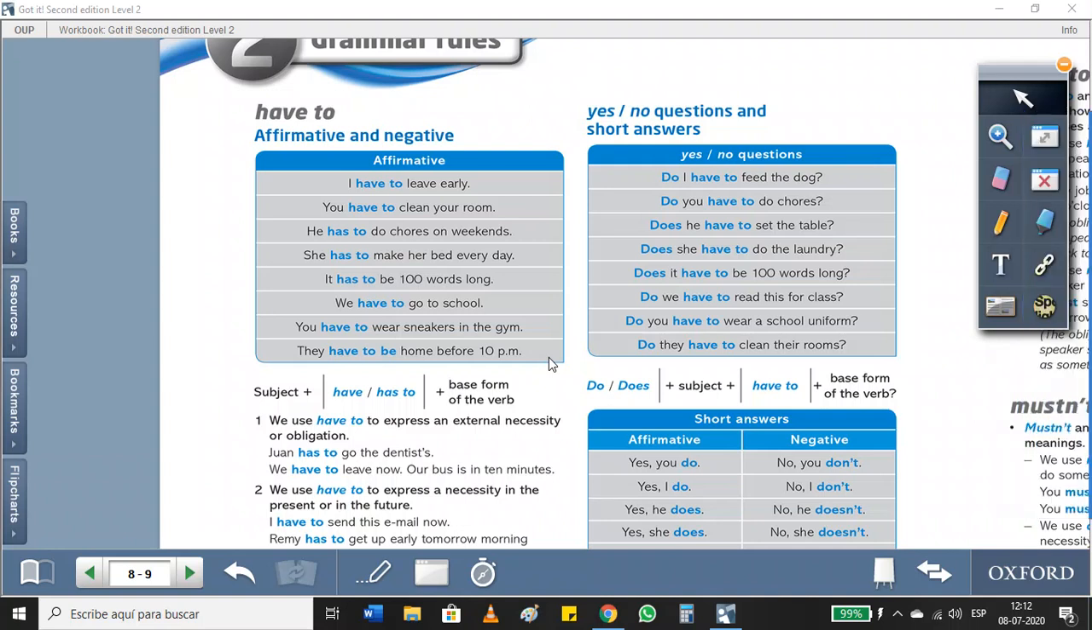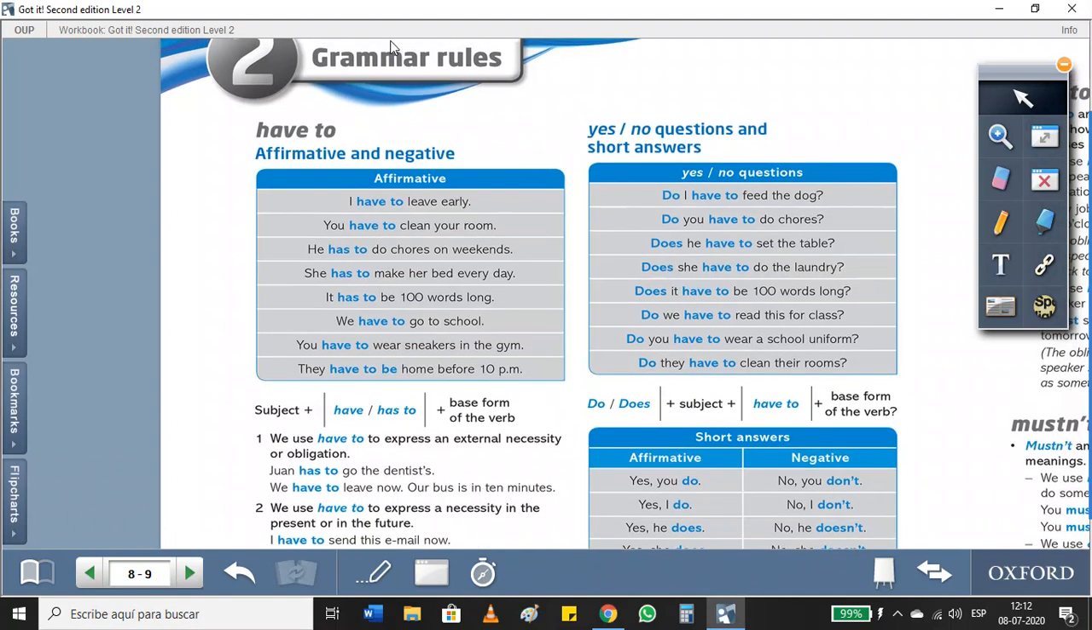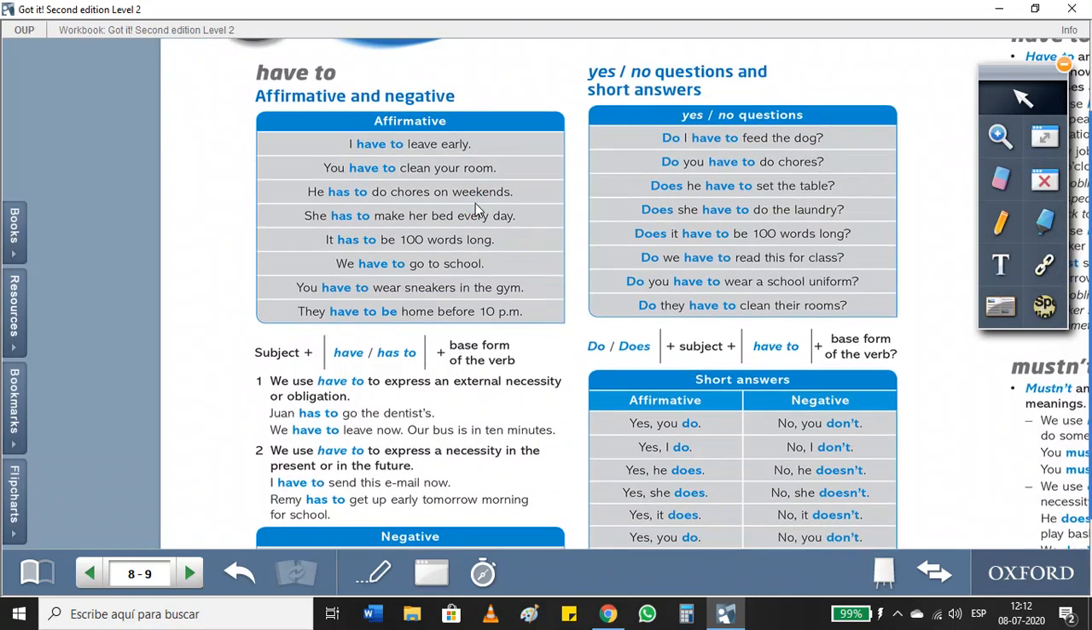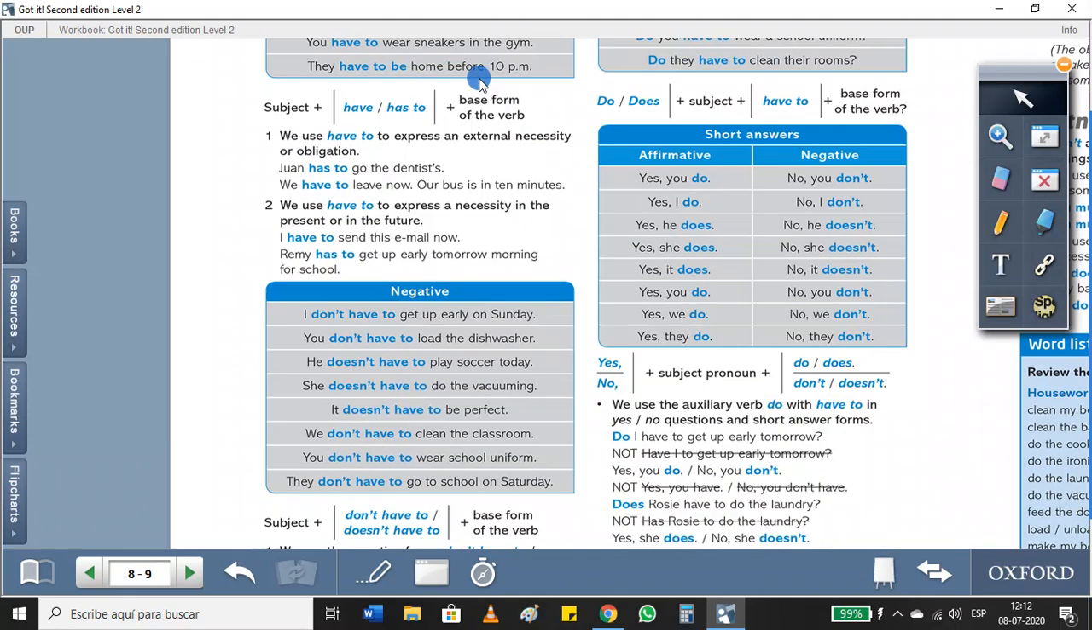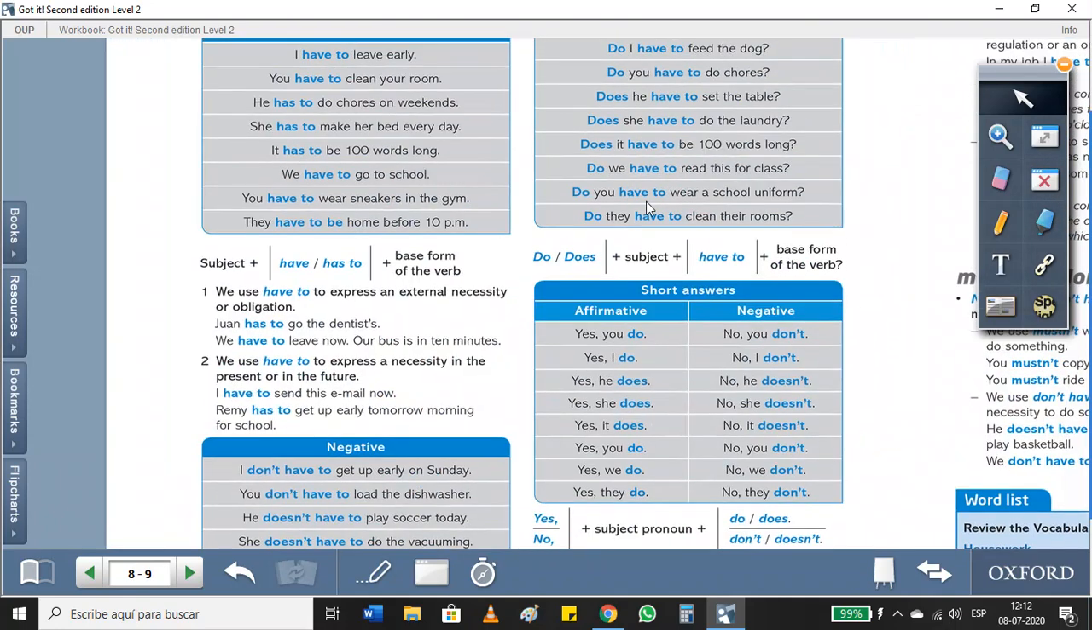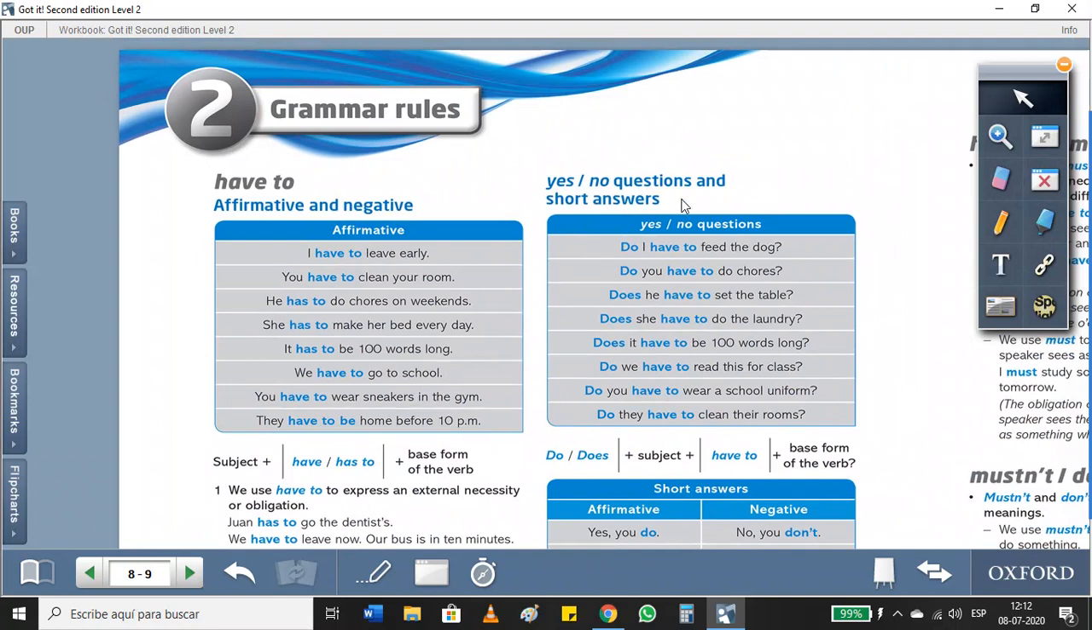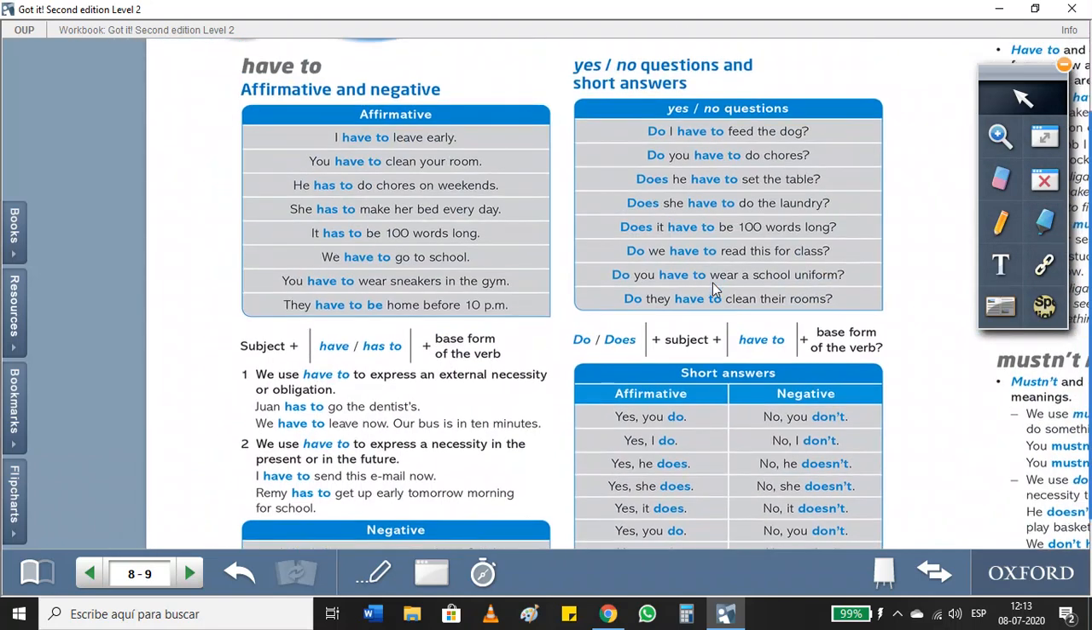Hi guys, this is Miss Carla, and today we're going to do a summary of the contents, okay? So, as you can see here, we are on page 9, because now we're gonna study grammar rules. I'm gonna start with affirmative and negative statements, then we're gonna continue with yes and no questions and short answers, and that's all, okay?